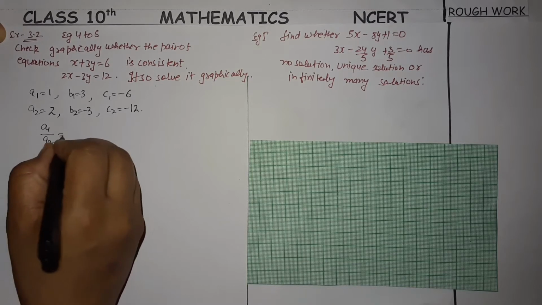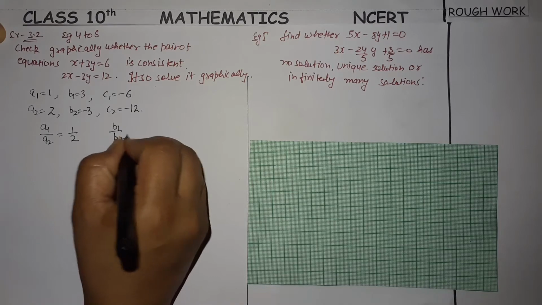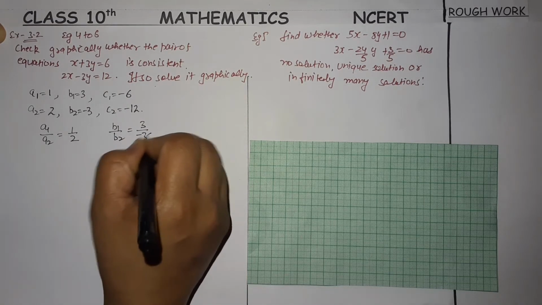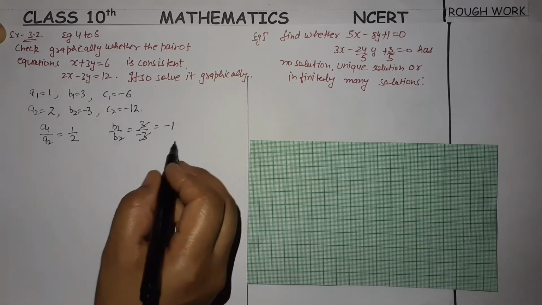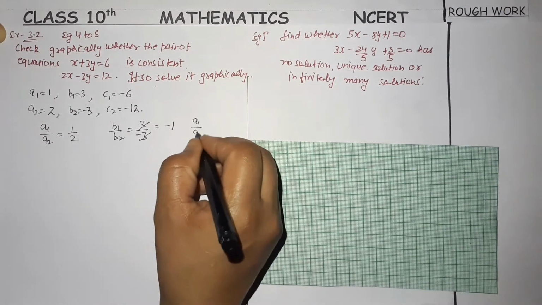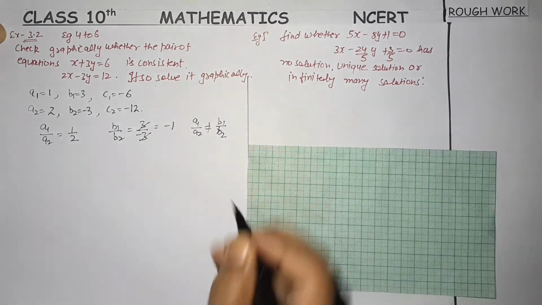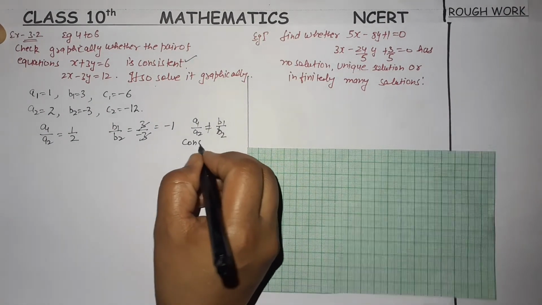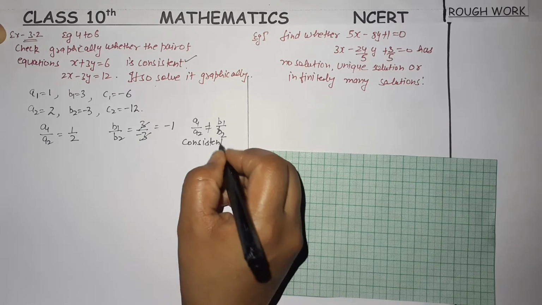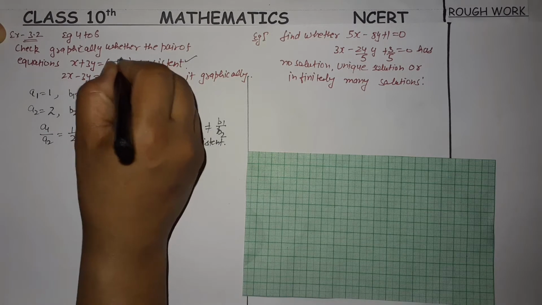A1 by A2 is 1 by 2. B1 by B2 is minus 1. See the condition: A1 by A2 is not equal to B1 by B2. That means consistent. If consistent, then we will find the solution from equation 1.